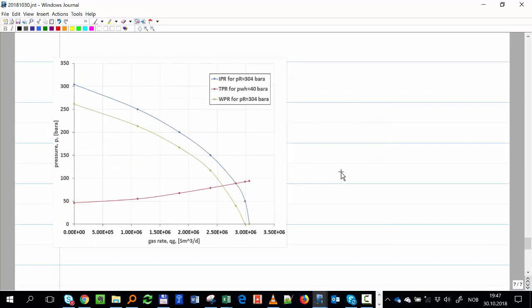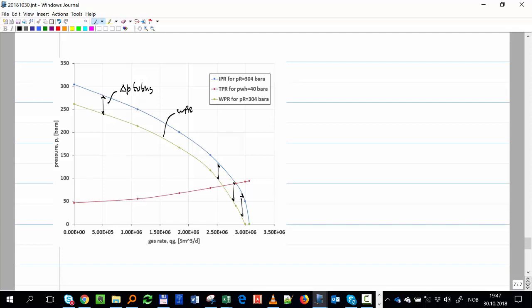Okay, so for any given rate, that difference will be delta P in the tubing. And you see it becomes bigger and bigger for higher rate, which makes sense. The friction losses start to get very, very important. Now let's calculate the available pressure, that's the WPR. Okay, available pressure at the wellhead.